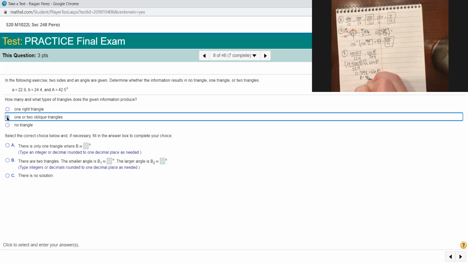I'm gonna put in 46.0 just to be safe because it says 1 decimal place. Okay, so this is for sure B1. Now, how do we know if we have a B2? We got to do 180 minus B1.